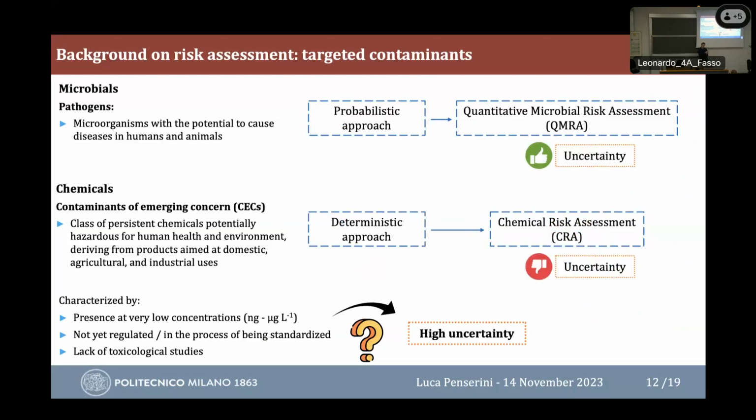Talking about our risk assessment procedures, for the microbials, probabilistic approaches already exist, capable of including uncertainties in the risk quantification. In particular, there's a procedure called quantitative microbial risk assessment, which includes the uncertainty. While for the chemicals, only deterministic procedures are available, and they are not really able to properly account for uncertainties.